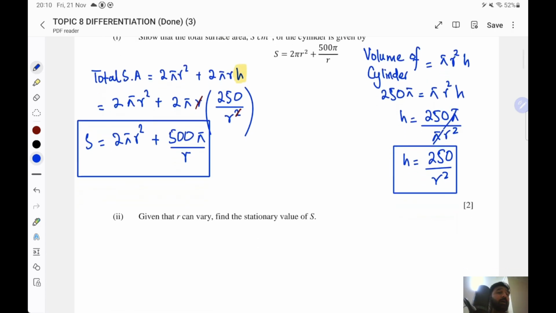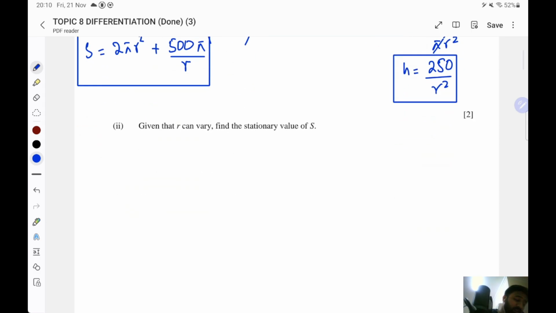Now in the next part he says that given that r can vary, find the stationary value of S. Since we need to find the stationary value, and r is the thing which is changing, we basically need to find dS divided by dr. A stationary value means the specific point on the curve where the graph is changing direction. So we'll put the derivative equal to 0.